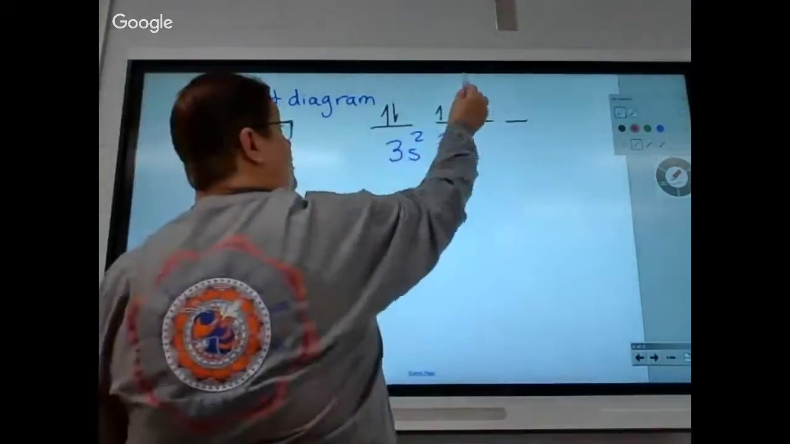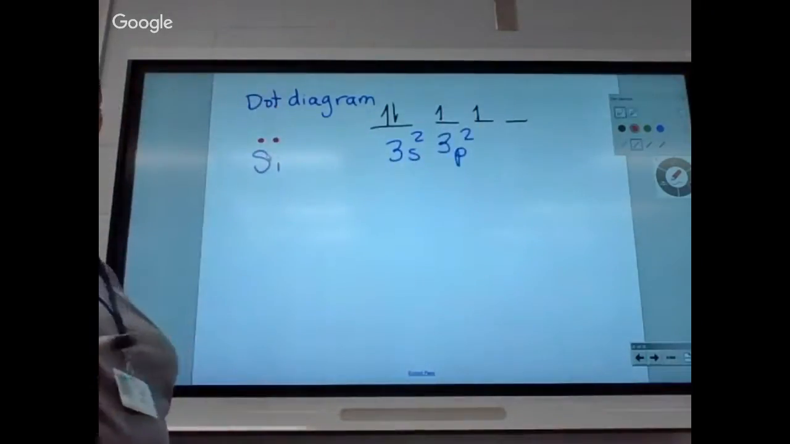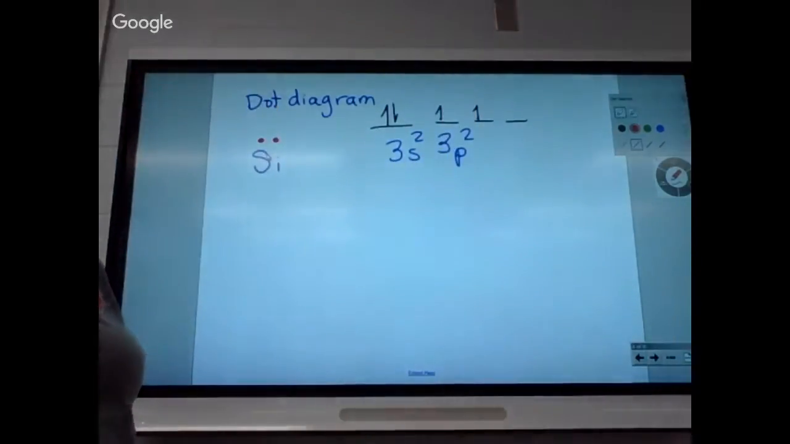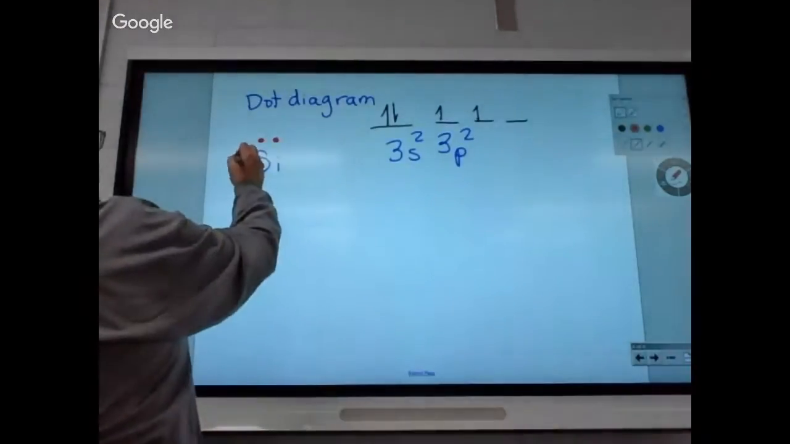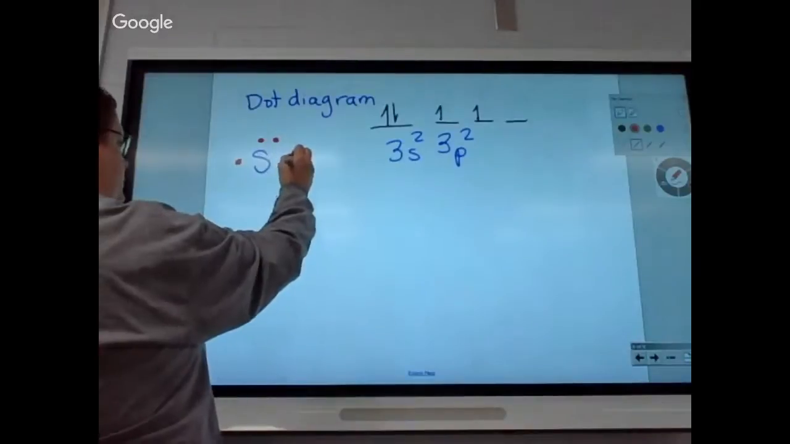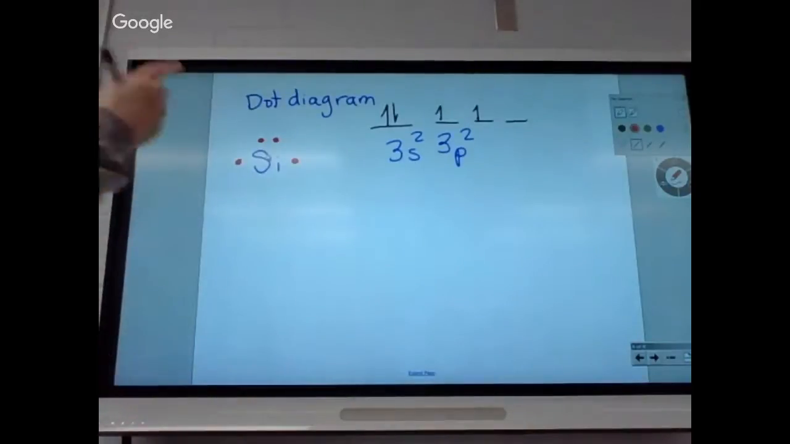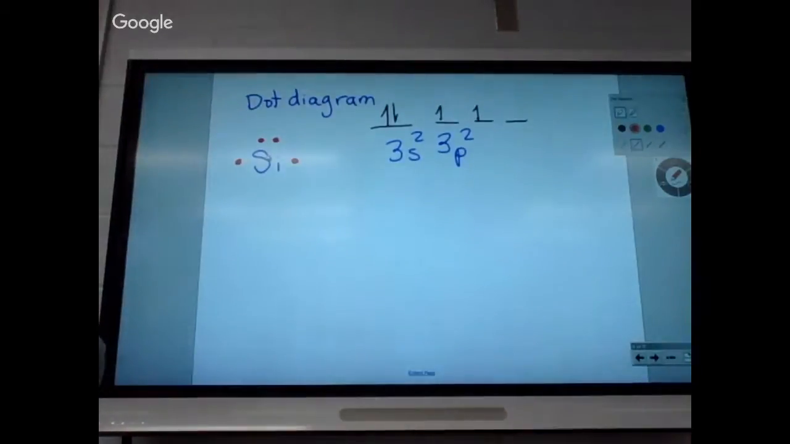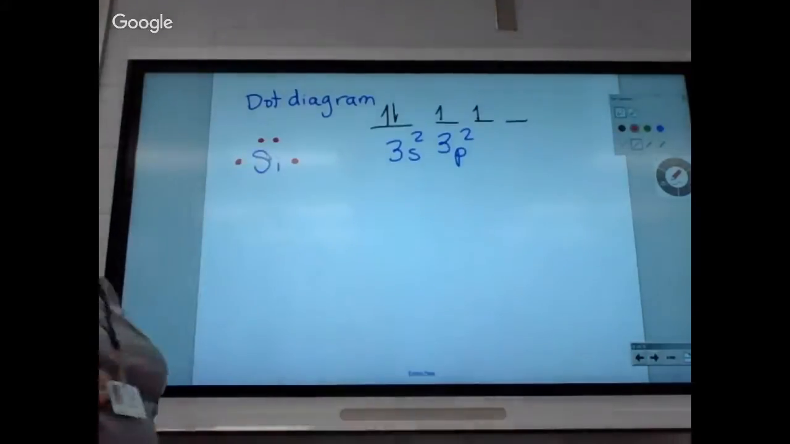These 2 arrows are singles. So I need 2 dots to be singles on 2 of the sides. Doesn't matter which 2 sides. Pick 2 sides, draw 2 single dots. And then I have an empty orbital that has nothing on it, right? So I should have a side that has nothing on it.